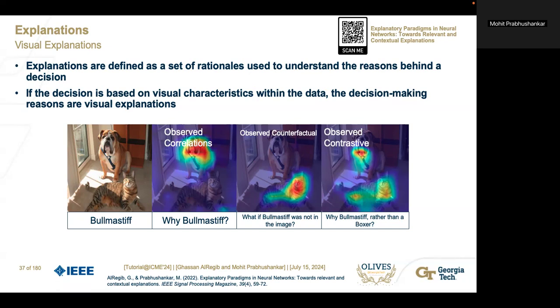And if the network is basically showing you the jowls, so this is where the difference exists. The jowls of a boxer are much different from those of a bull mastiff. They're essentially heavier. So the fact that that was different is what your network is showing you.